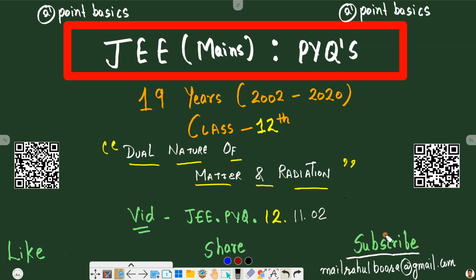Welcome back, everybody. This is our second session in JEE Mains previous year questions for the chapter Dual Nature of Matter and Radiation. Before this one, we have made one video in this series, and that video is available in our channel's playlist section. If you have not watched it, then you can go to the playlist section and watch it.